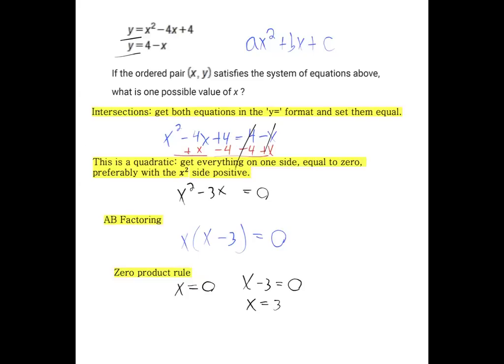Now, often in a question like this, you'll see a little statement that says, x is greater than 1 or something like that. And that would mean that when you get to the end, you have to pick the one that's greater than 1. But here, there was no such statement. So you'd be able to grid in x equals 0 or x equals 3 as your answers.